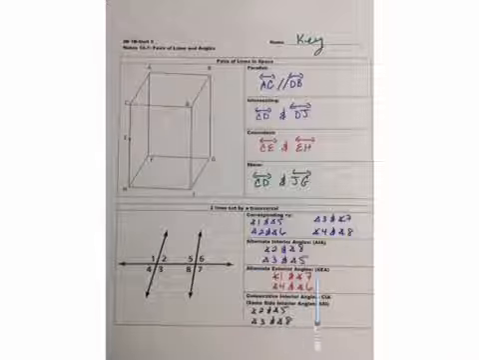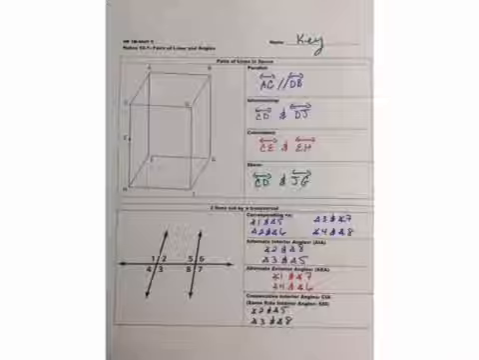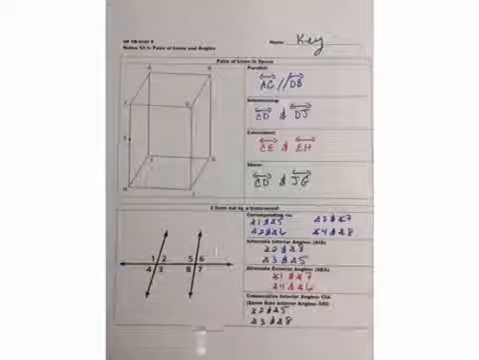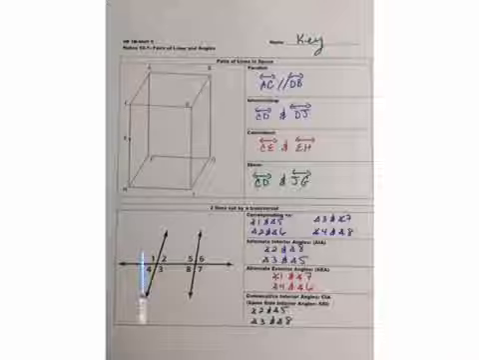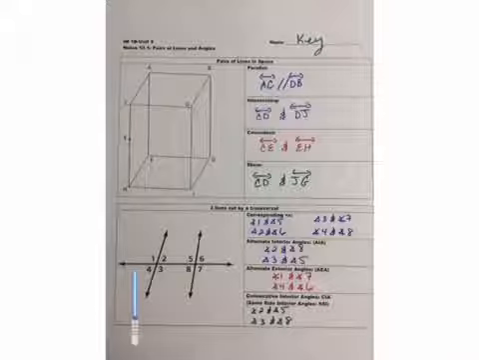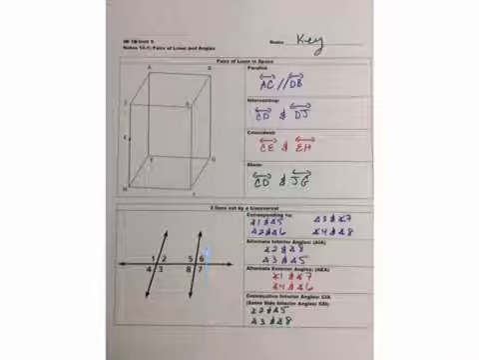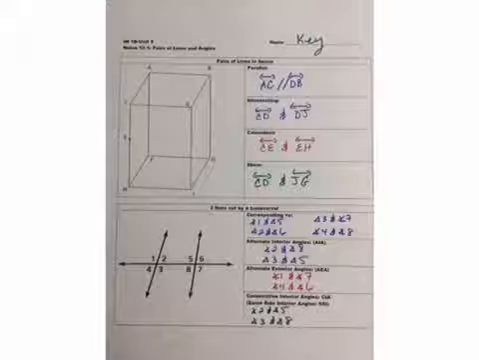Okay. Alternate exterior follows the same pattern, opposite sides of the transversal, but they have to be outside of the two lines. So angle 1 and angle 7 are alternate exterior angles, or AEA. Angle 4 and angle 6 are AEA.